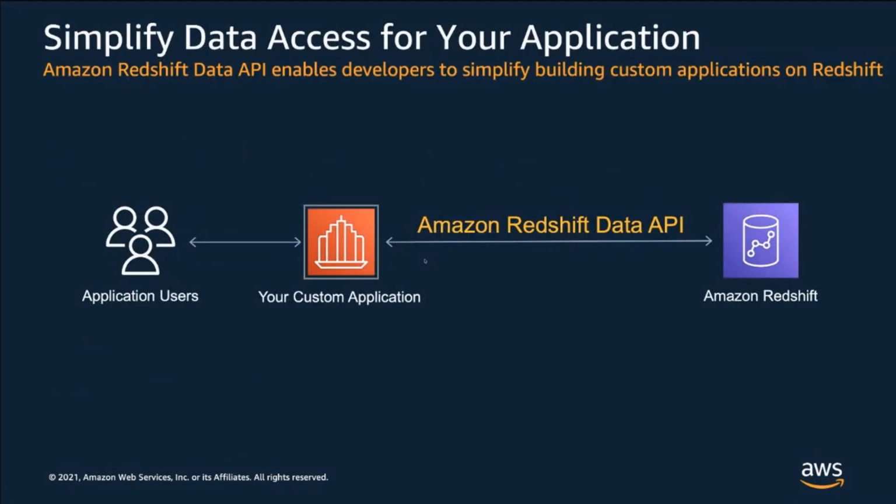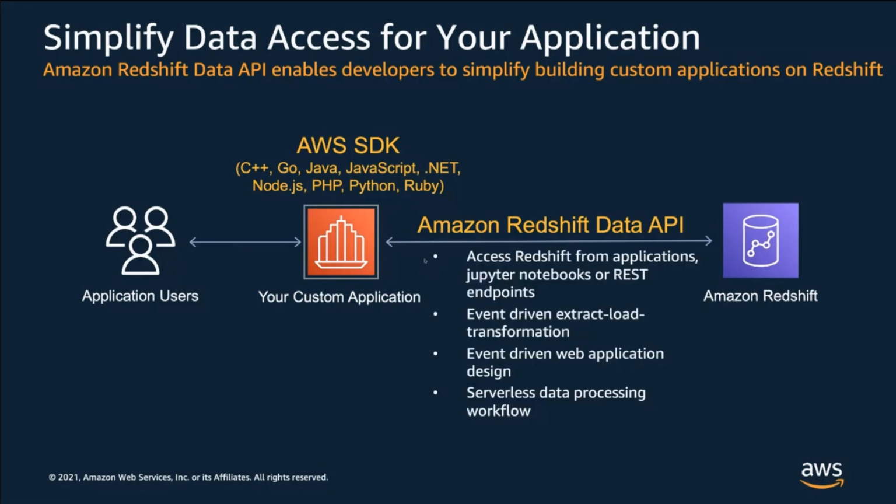Redshift Data API simplifies access to Amazon Redshift Data Warehouse by removing the need to manage database connections and credentials. Instead, you can run SQL statements using the AWS SDK, which supports different languages like C++, Go, Java, Python, and so on. Using that, you solve different use cases in a super simple fashion, which we'll be learning in today's session.